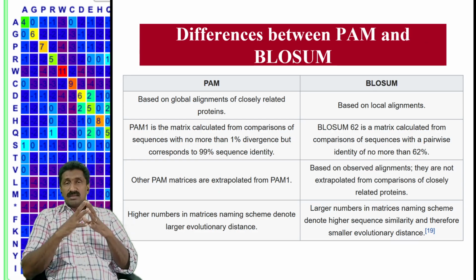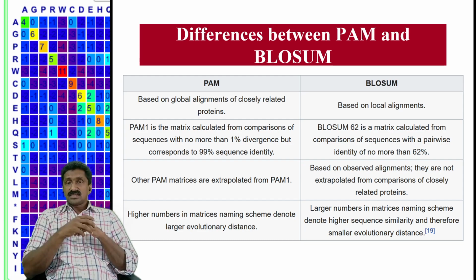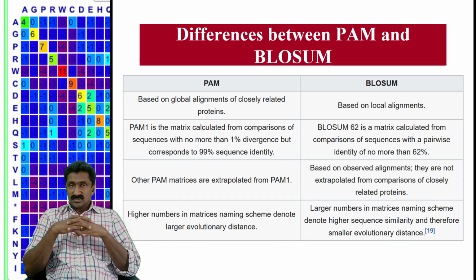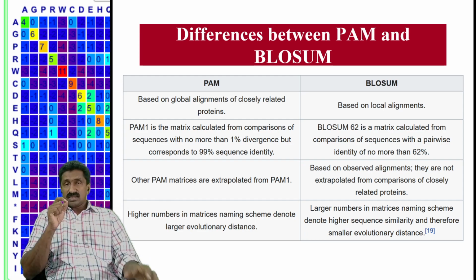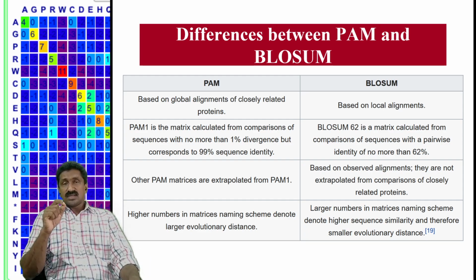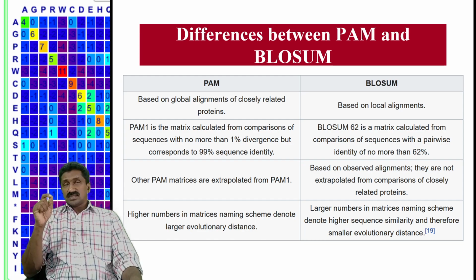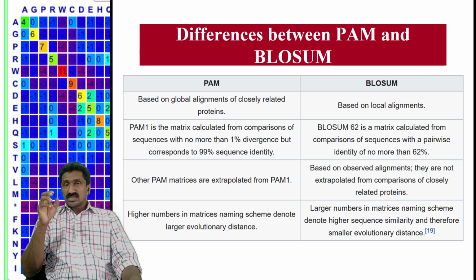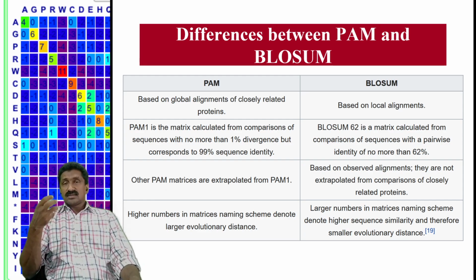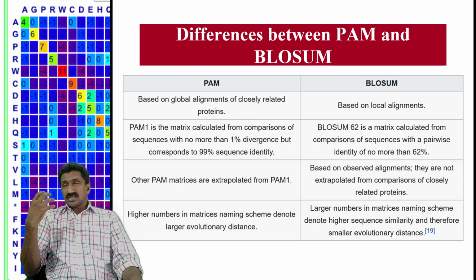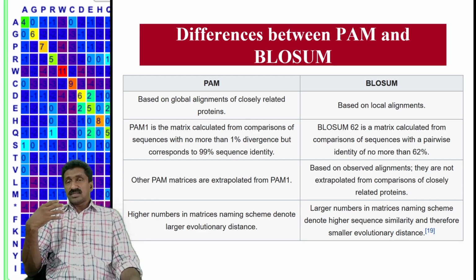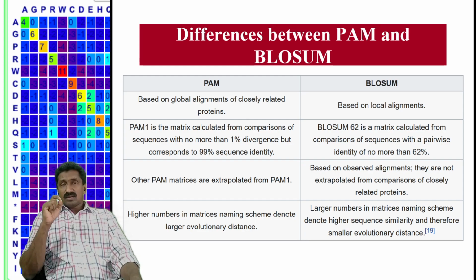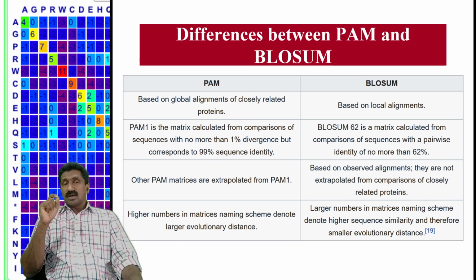PAM is made based on global alignments of closely related proteins, whereas BLOSUM is created based on local alignments of the proteins. PAM1 is a matrix calculated from the comparison of sequences with no more than 1% divergence, which corresponds to 99% identity. So PAM1 is for the most identical sequences. BLOSUM 62 is generated with the pairwise comparison of sequences with more than 62% identity. And the other PAM matrices are extrapolated from PAM1.